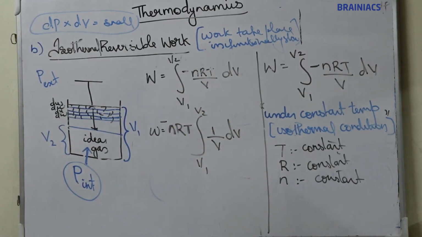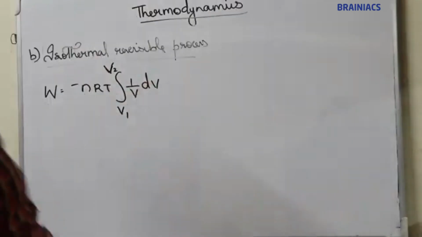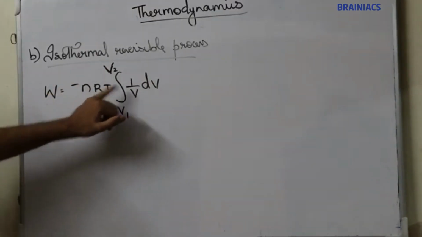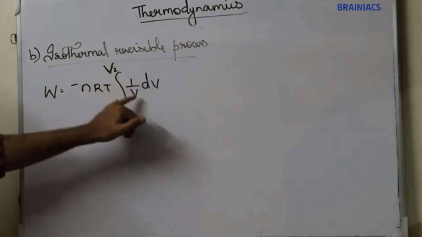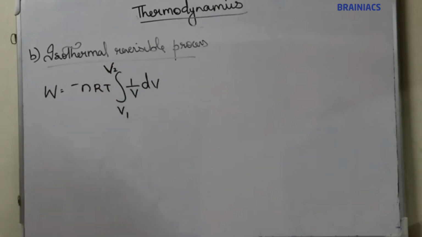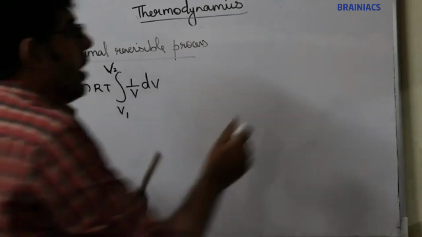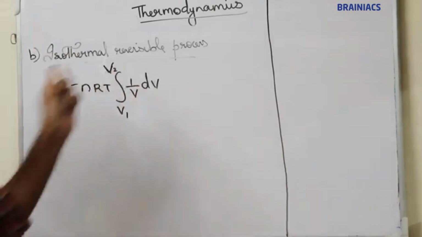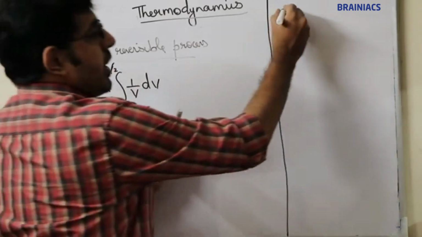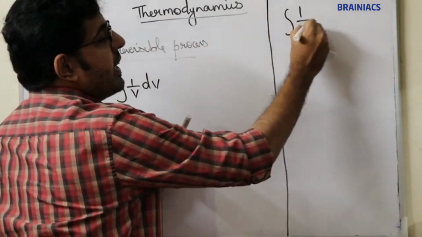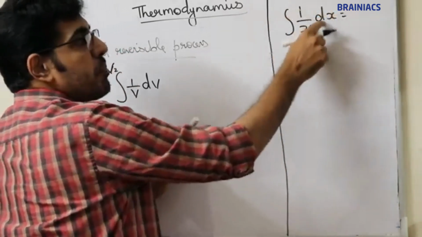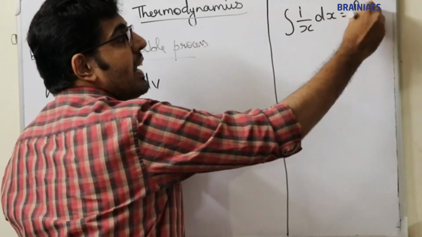Okay, I think it's clear till here. So we got W is equal to minus nRT integration of V1 to V2 of 1 by V dV. Right. Now you should know how to integrate this. Integration of 1 by x dx is ln x.